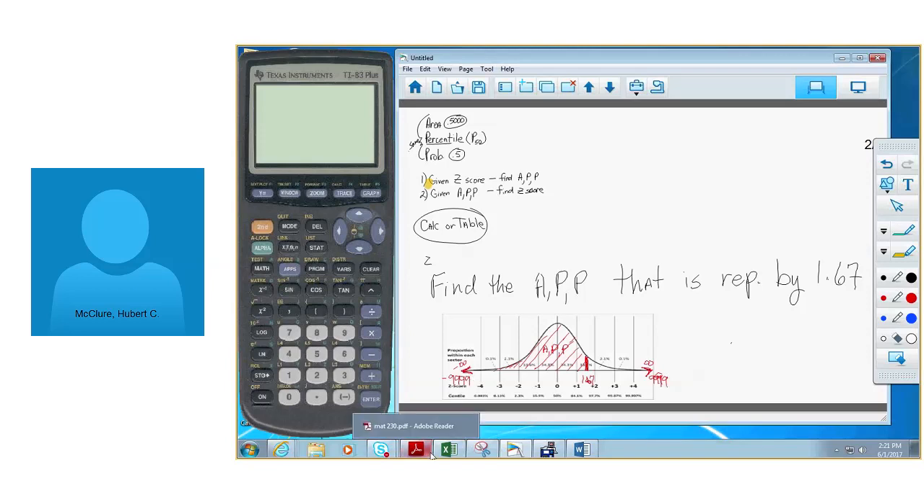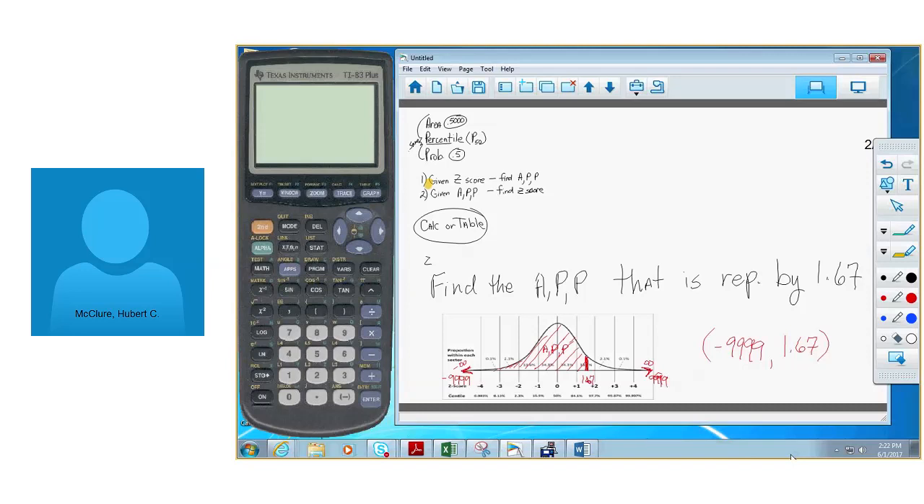Now, which way do we read? Left to right, Hubert. That's right, class, unless you're from the Middle East. If you're from anywhere but the Middle East, you read from left to right. So if I want to find the area, I'm going to find it from negative 9999 to what? 1.67. And that's what you would put in the calculator.